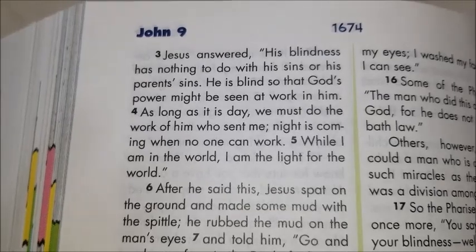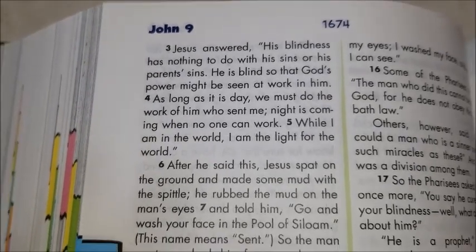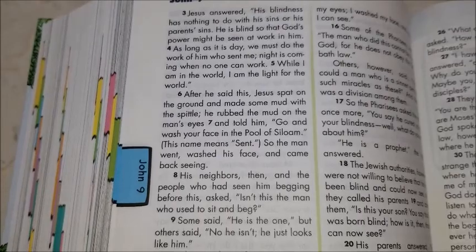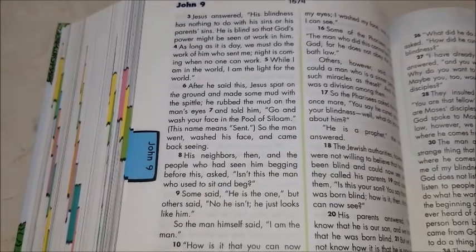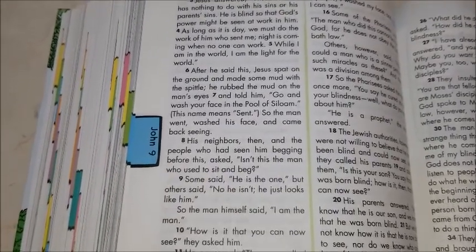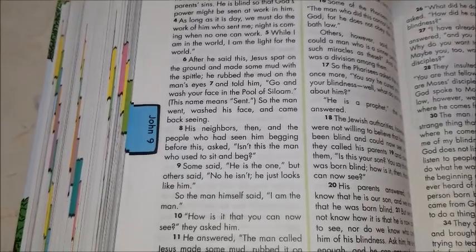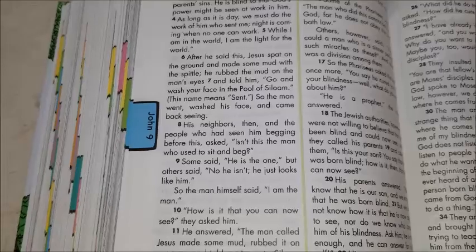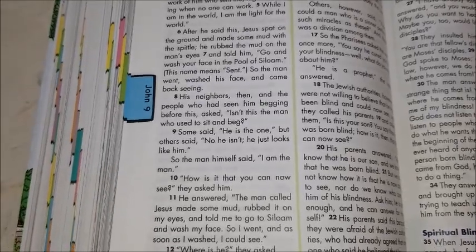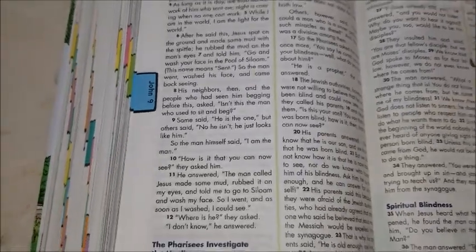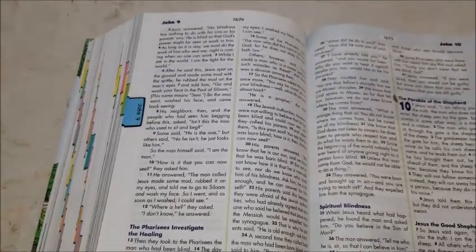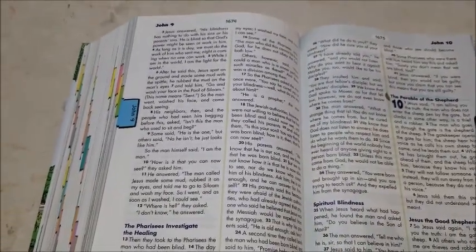Now, it goes on, this reading, and talks about how Jesus made a little mud from his spit and some dirt and put it on the man's eyes, and the man could eventually see again, and the man shows himself to some of the leaders, and the story goes on.